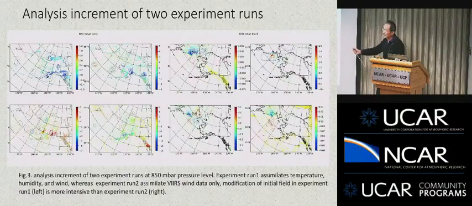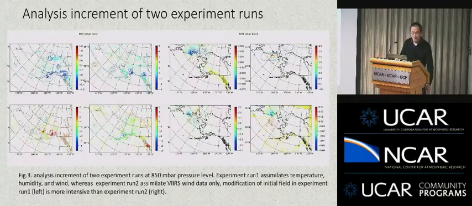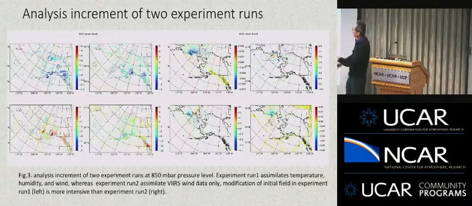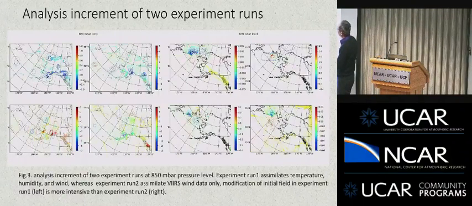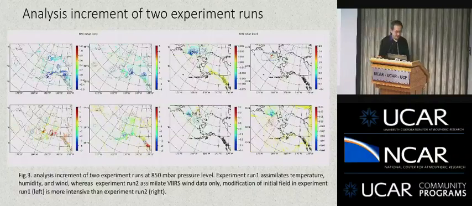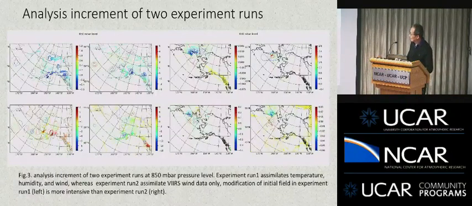Can you point out which figure is for which variable? Oh, okay. UVTQ. Yeah, UVTQ. There's a T, there's a U right here. There's a V. There's a relative humidity.